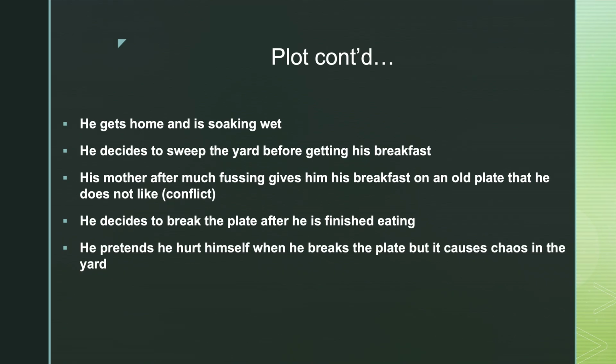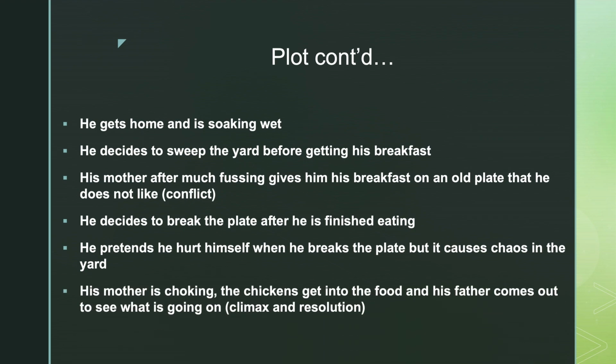When he does break the plate, it causes chaos in the yard because it's a very loud noise. It frightened his mother. She started to choke. The chickens got into the breakfast food on the table. His father comes out to see what is going on. All of this is coming from what? Frank breaking the plate. So here we have the climax and the resolution of this particular conflict coming to the fore.